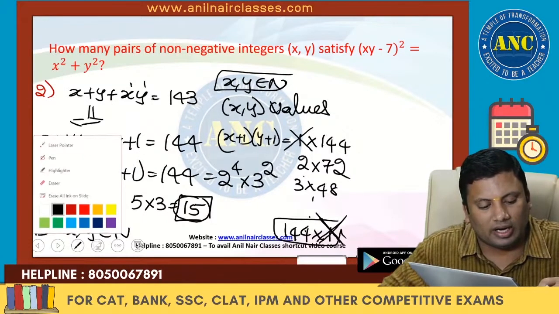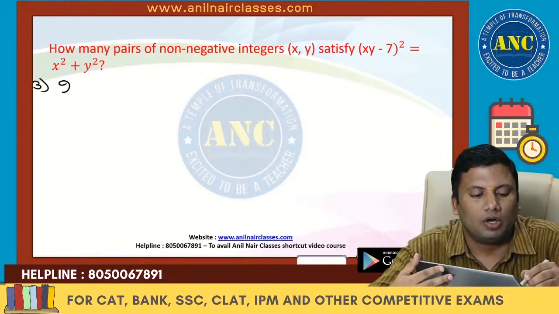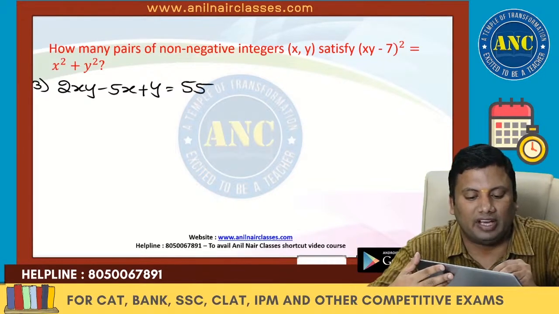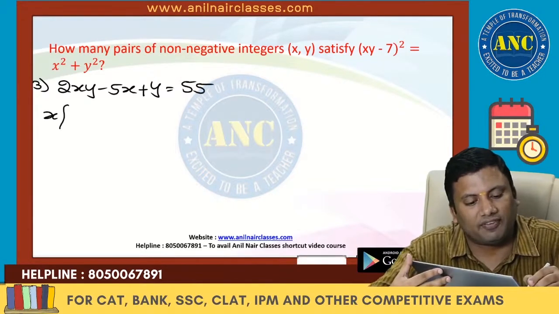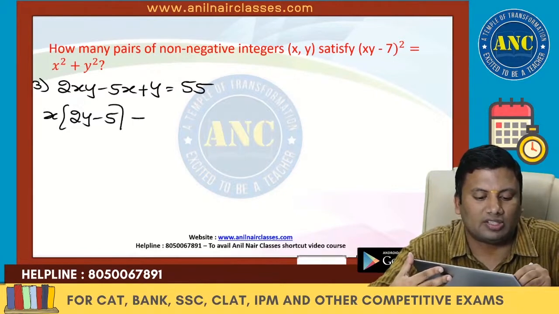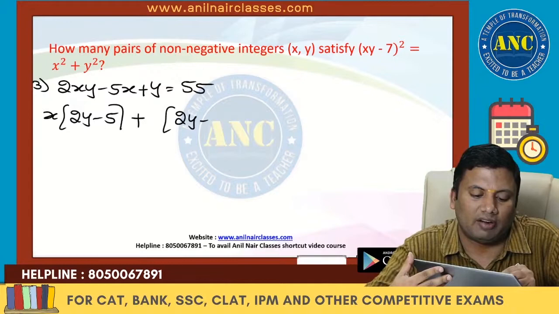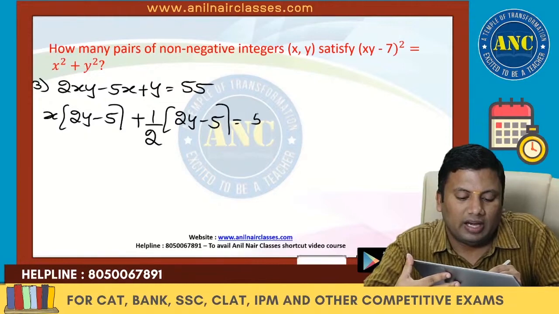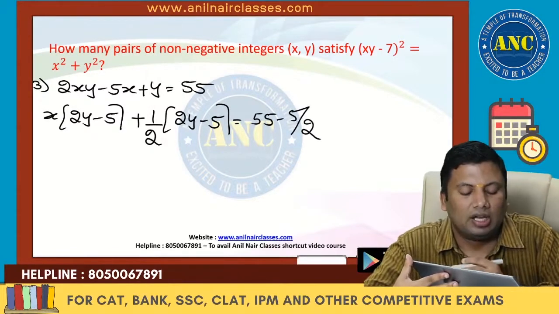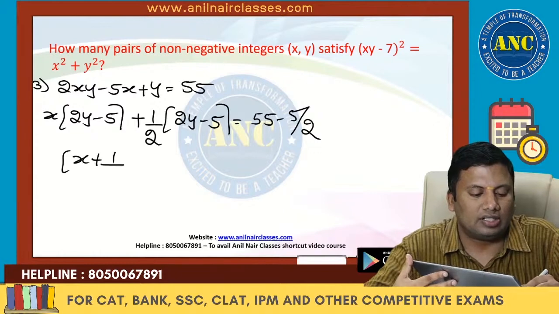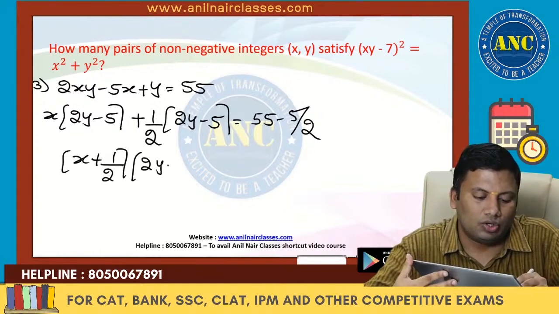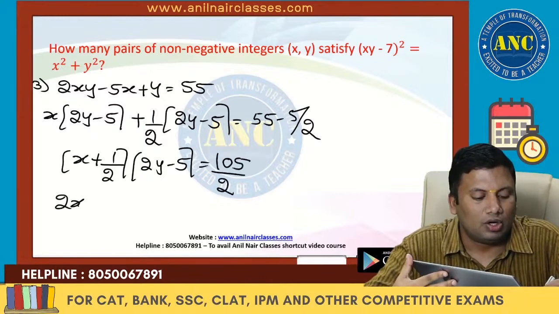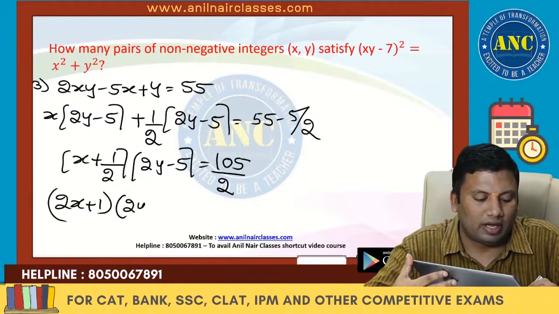Second one. One more example. 2xy minus 5x plus y is nothing but 55. Original exact question. If I take x common, it is 2y minus 5. I need to write this as a product of two factors. So 2y minus 5. Half I have to take common because it is y. Minus 5 by 2 is there on the left hand side, so it should be there on the right hand side. So it is x plus 1 by 2 into 2y minus 5 equivalent to 105 by 2. These are nothing but 2x plus 1 into 2y minus 5.